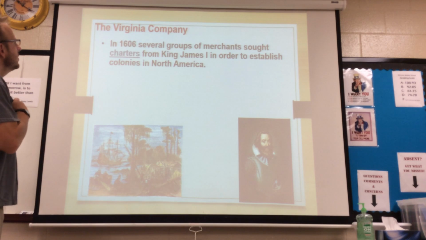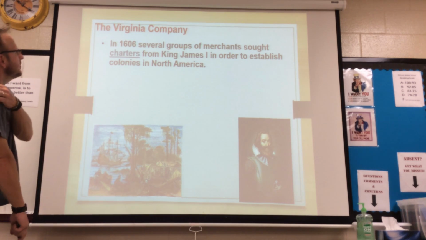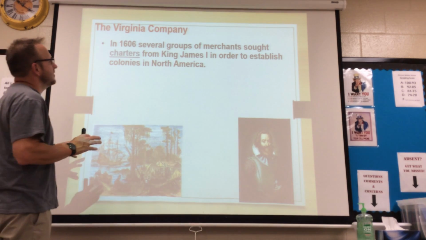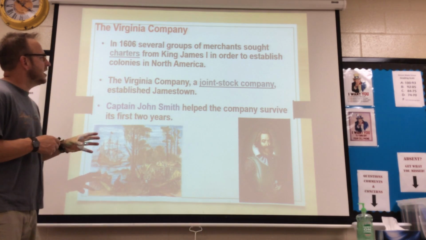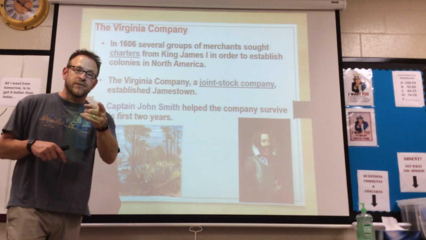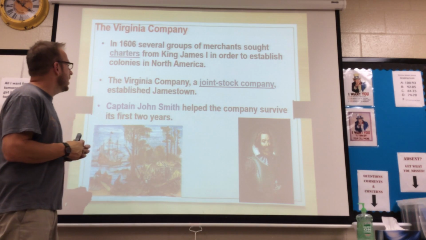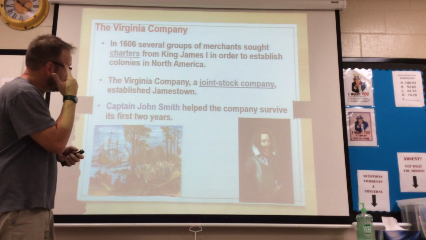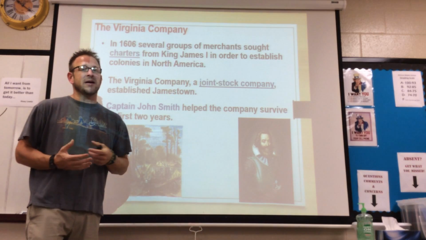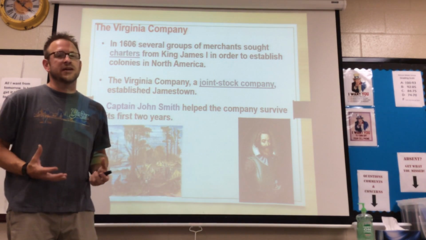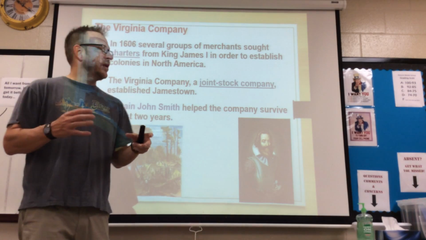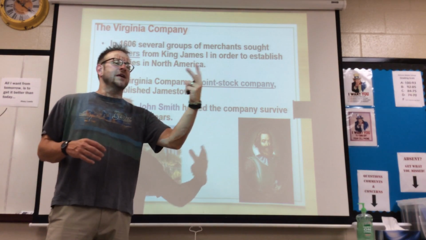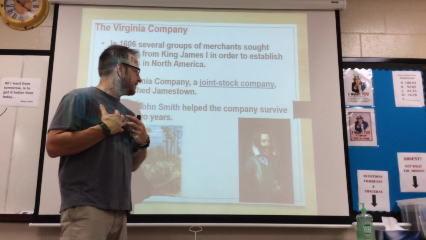Now, 1606, several groups of merchants sought charters from King James I in order to establish colonies. The Virginia Company, a joint stock company, one of your words to know, established in Jamestown. Now, to give you a better idea of what a joint stock company is, it means I could buy shares in the company. I would give them money for a percentage of it, and then whenever they brought the riches back over to England, I would get my share of that.